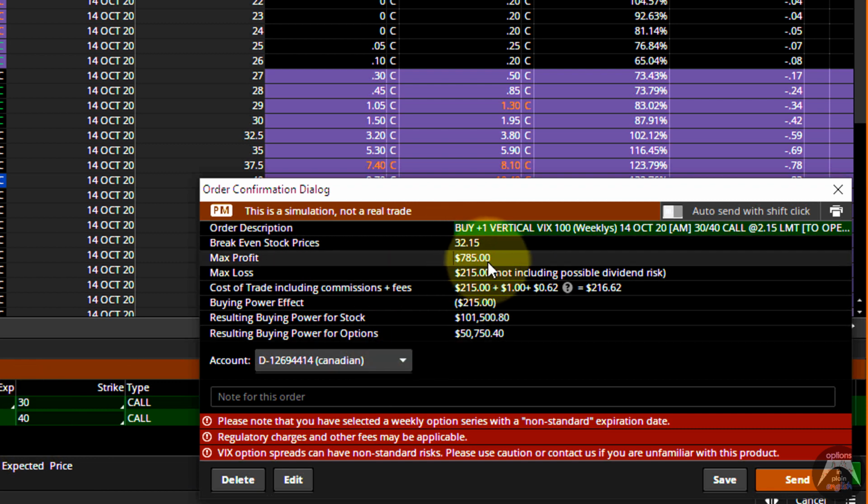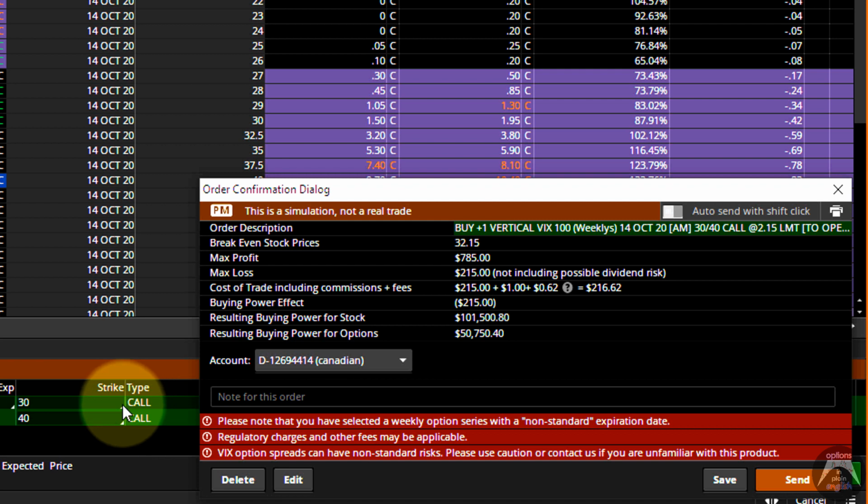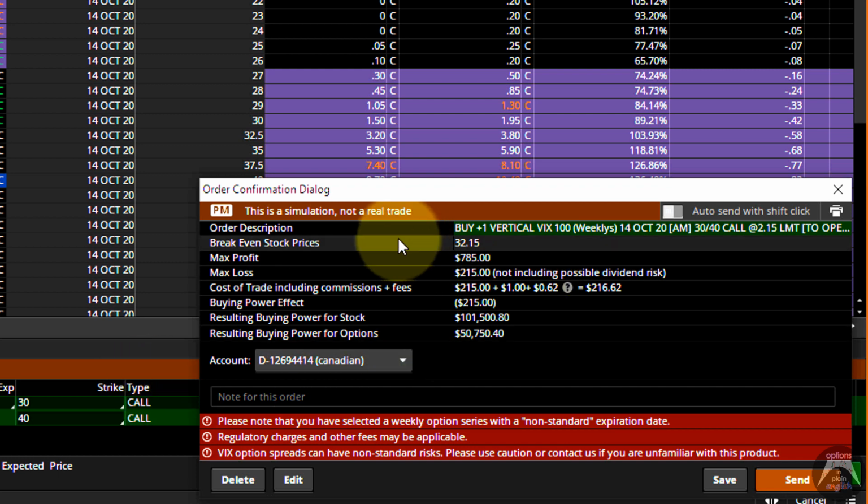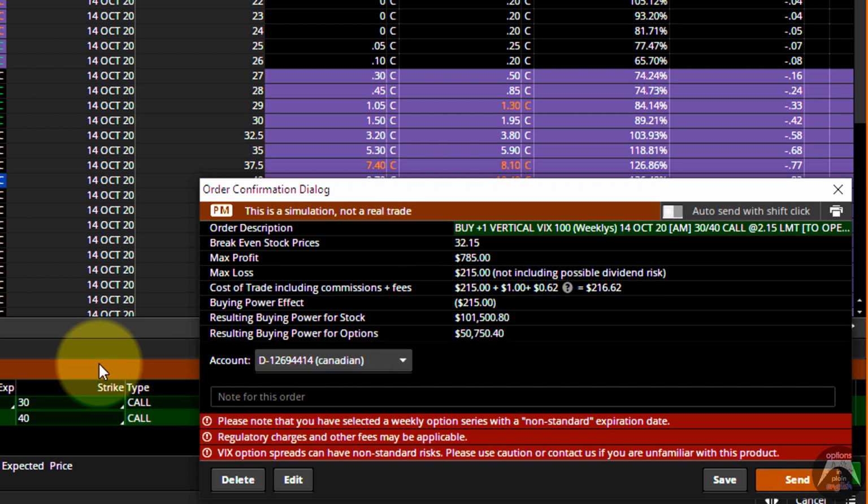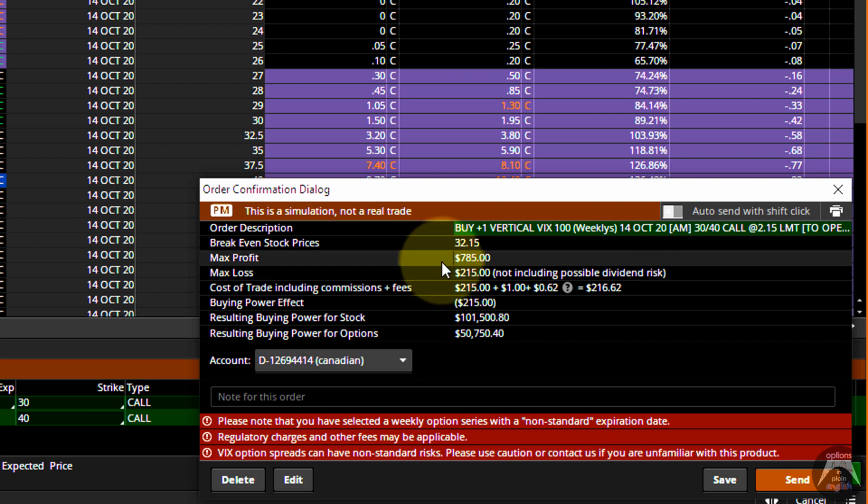is $785. So this is quite a small trade actually if you compare it to the VIX futures, which are 10 times the size. So this is a way to get a little bit more granular, and for small accounts, it's a pretty good way to get involved in trading VIX, and not doing it directly with futures, but doing it with options.